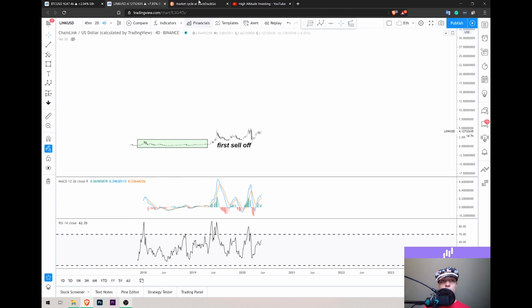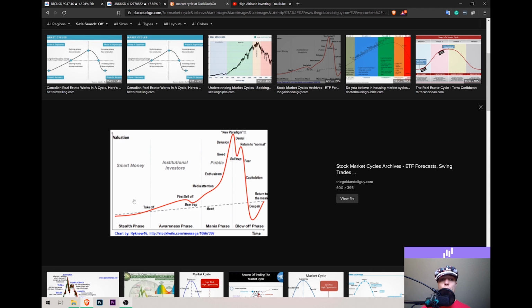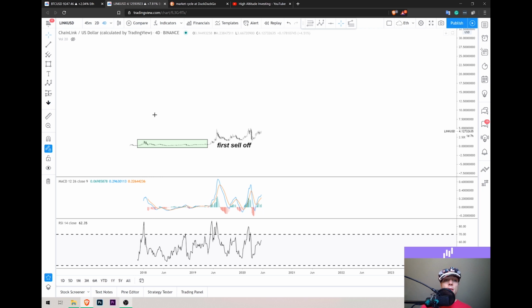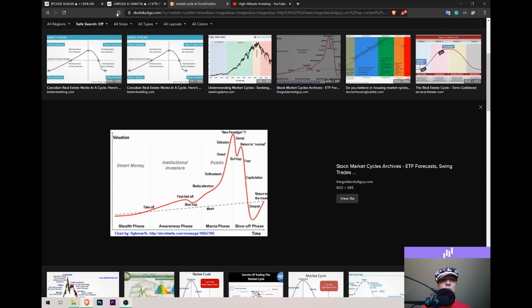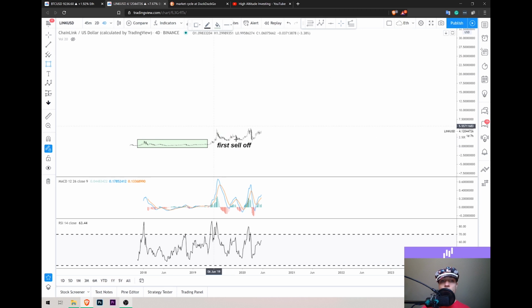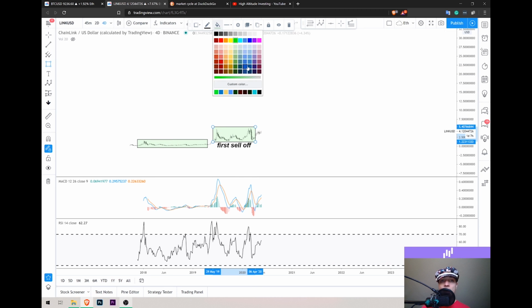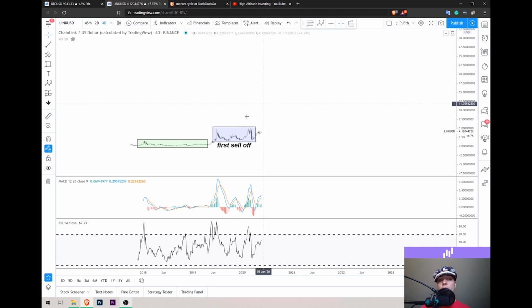This is where it's getting accumulated by extremely smart money, like the stealth phase, like the creators of the coin, people that are really in on it and know what's going on. So that's the stealth phase right here inside of Chainlink, or the smart money phase. And then you get where institutional money comes in. And this is the first sell-off. That's where institutional money can actually get into the market. They have liquidity to buy. There's a lot of panic, so they can get in on a red day.